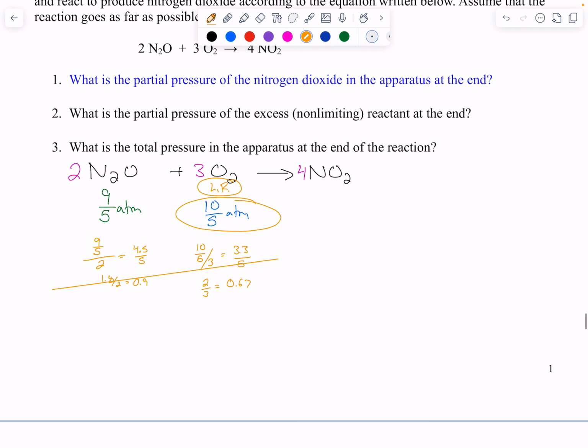All right. So oxygen is my limiting reactant. We're going to have 10/5 atmospheres of O2. And we're going to go with 3 atmospheres of O2 produces 4 atmospheres of NO2.